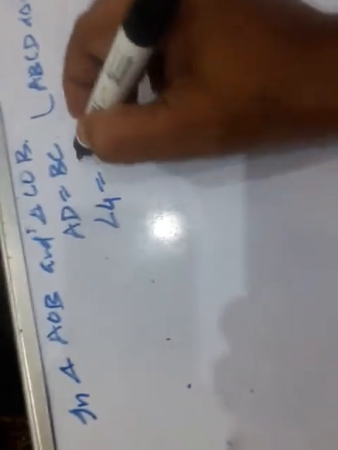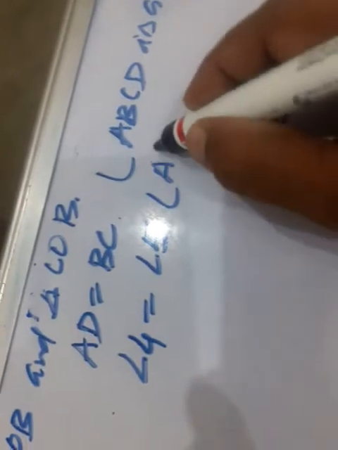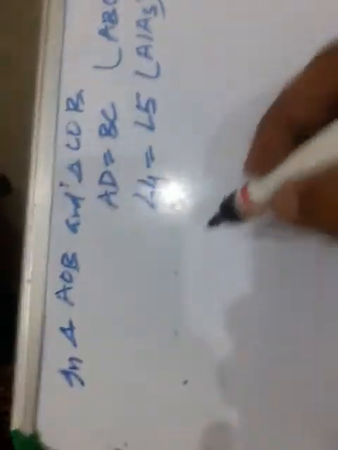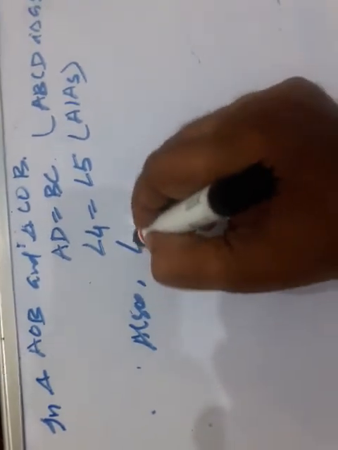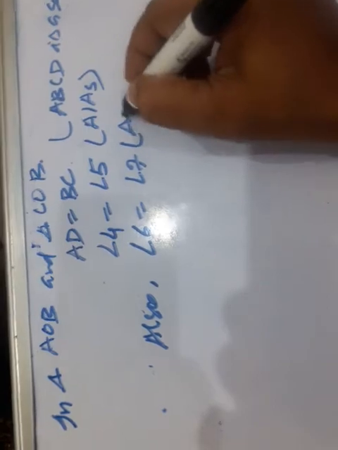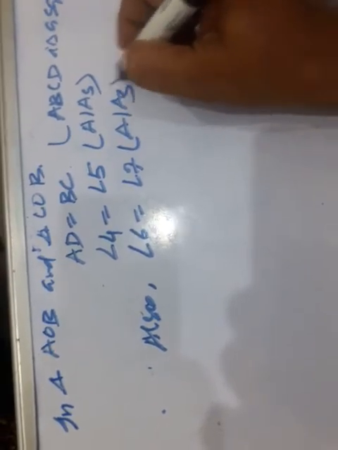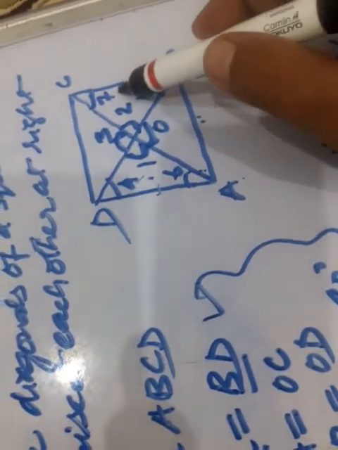Let us see, angle 4 equal to angle 5. Where is angle 4? This is angle 4 and this is angle 5. They are alternate interior angles. Also angle 6 equal to angle 7. They are again alternate interior angles. See, this is angle 6 equal to angle 7. These two triangles we are talking about.